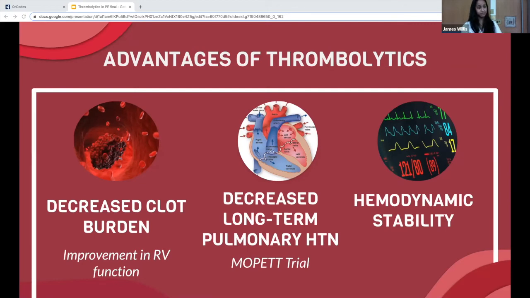You can also show hemodynamic stability. The study I mentioned before, the PITHO trial, which did show increased bleeding risk in patients who are given thrombolytics, also did show that there was a 56% relative risk reduction of having either death in the hospital or hemodynamic instability after 7 days when treated with thrombolytics versus just anticoagulation alone.